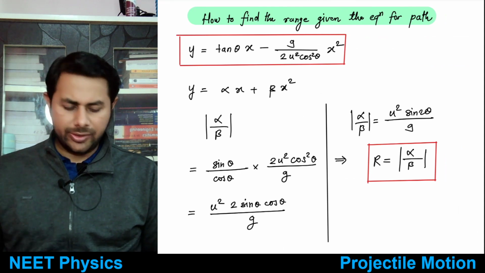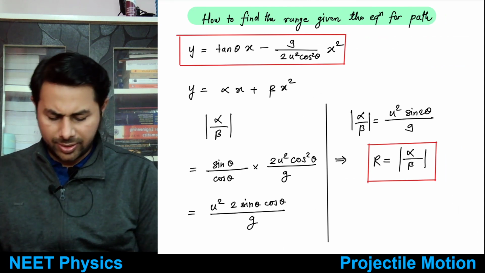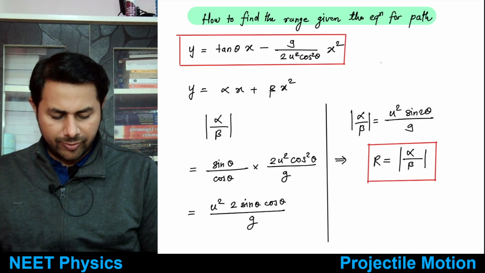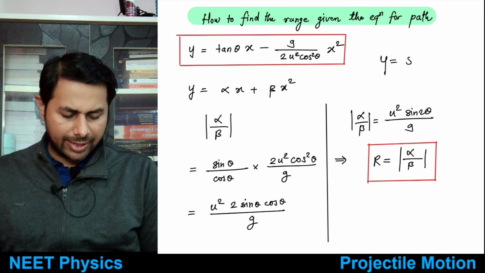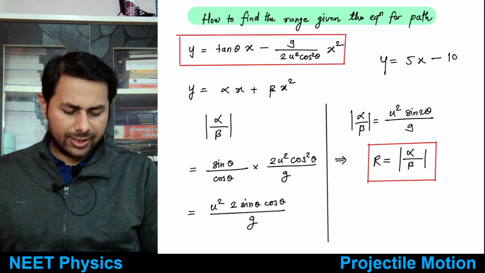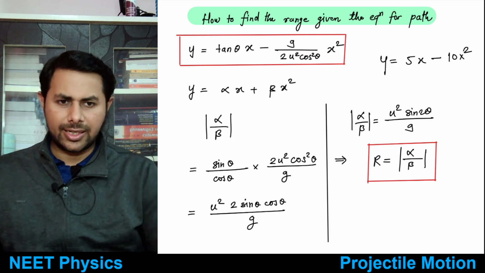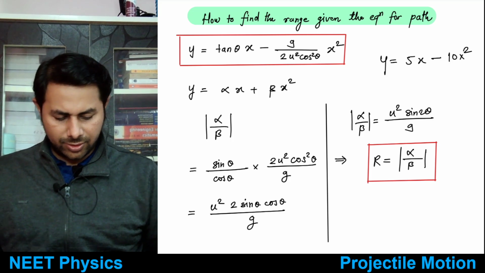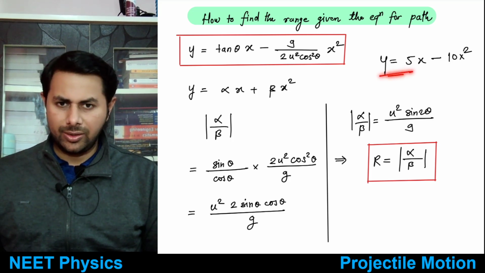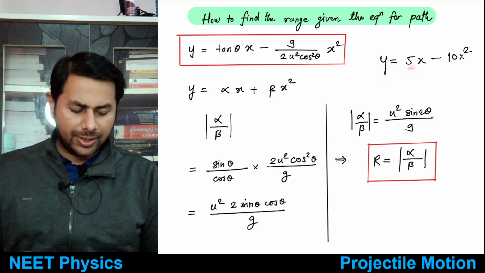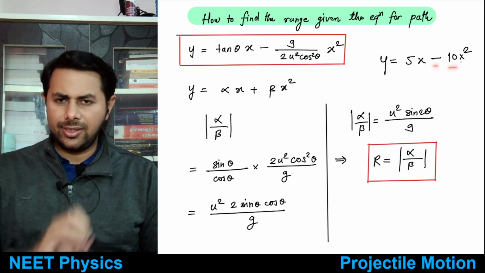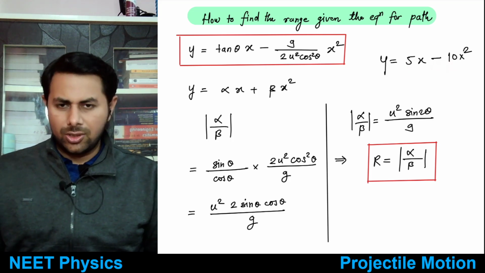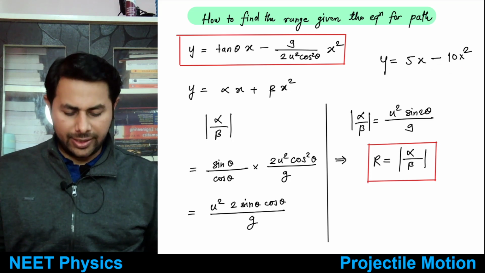So now suppose the equation for the path is given, that y is equal to 5x minus 10x square. This kind of equation is given. This is the equation for the path of a projectile. So how do we find the range?